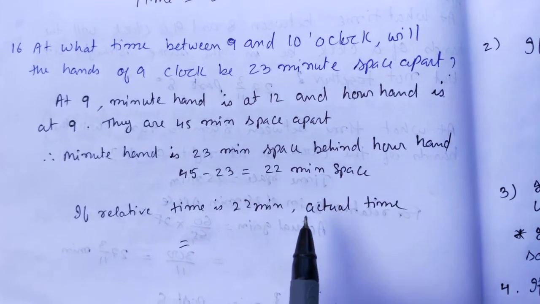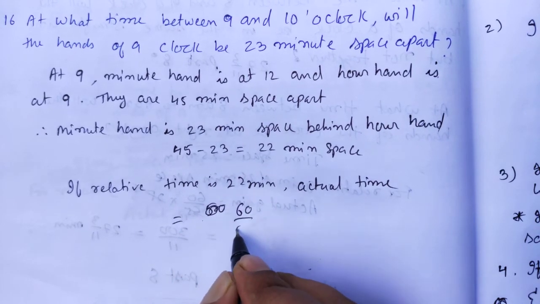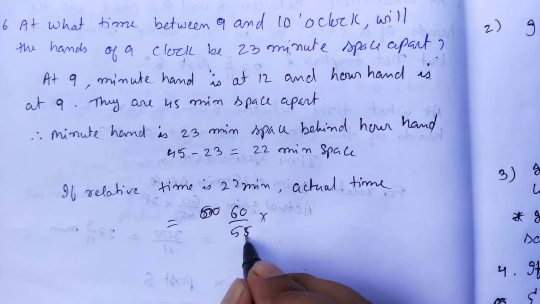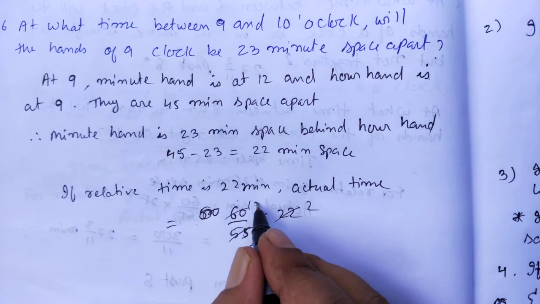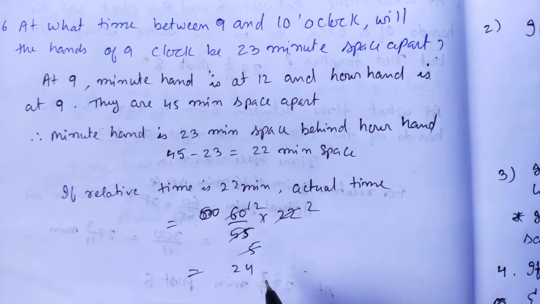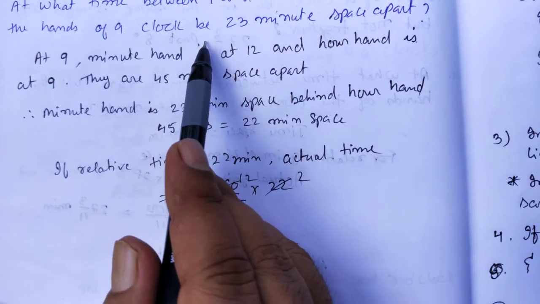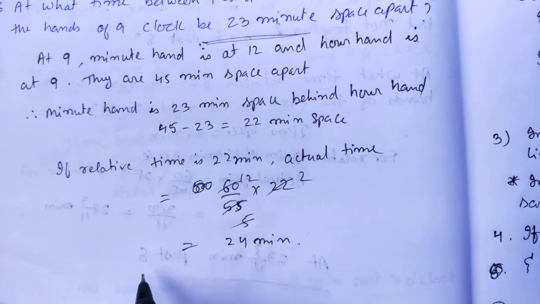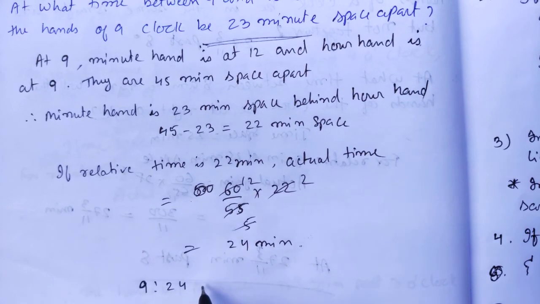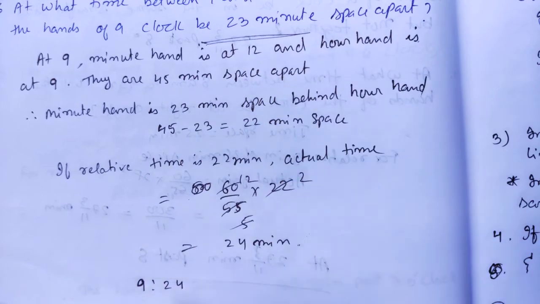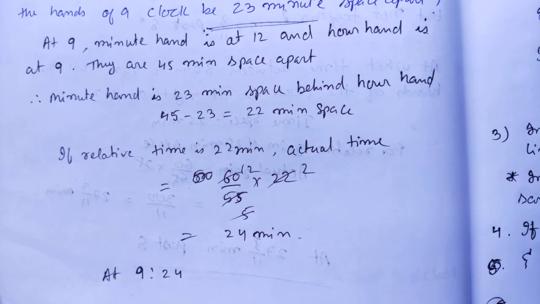Now for 22 minutes space, actual time will be, formula is 60 by 55 into 22, cancel 11 2s are 22, 5 12s are 60, so we're getting 24 minutes. So at what time will there be 23 minutes space? It will be at 9:24. Okay, they did not give AM or PM, so at 9:24. Okay, so pause the video to write all the solution. Thank you.